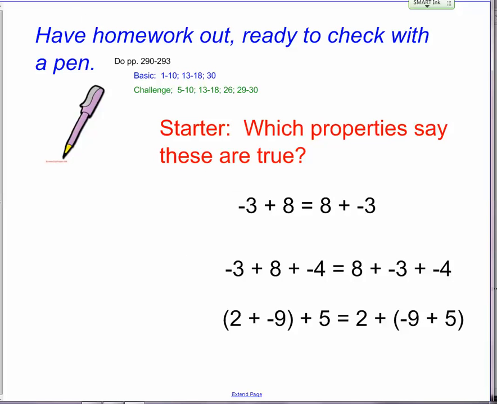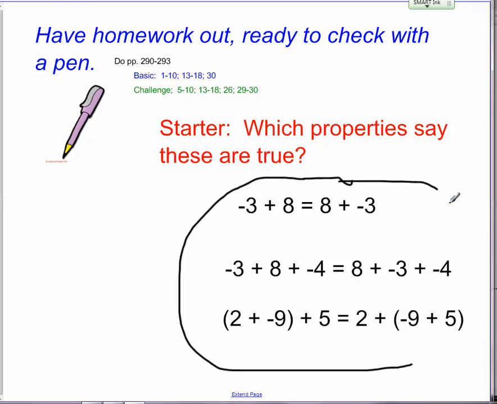And remember, we use all of these to help us add mentally. If you know you can switch around the order and the groups in addition, you can move them around and add mentally much more efficiently.